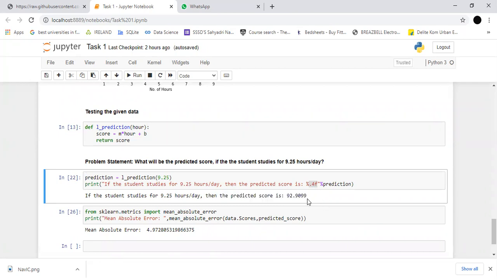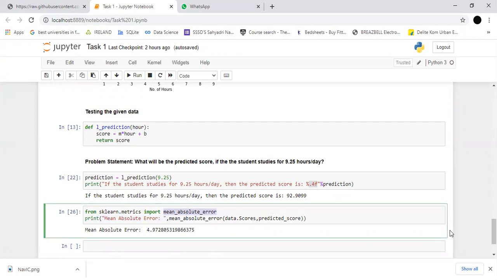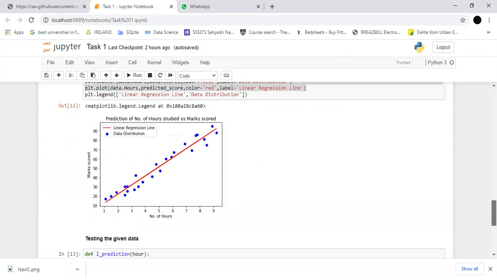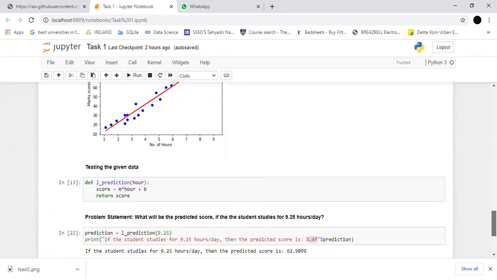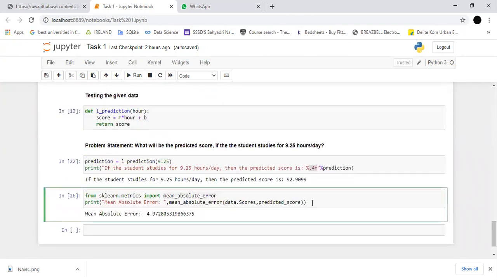To check the error of the model, that is the difference between actual score and predicted score, we use the mean absolute error method. In mean absolute error, we take the distance of the points and the line and then add them and square them. In this way, we get the mean absolute error and we get to know about the efficiency of the model. Here, the mean absolute error is 4.972, which is very low.